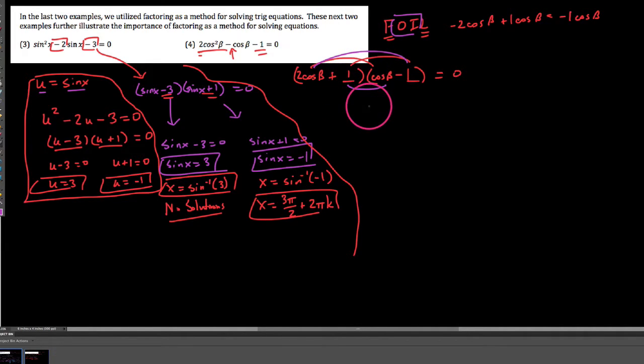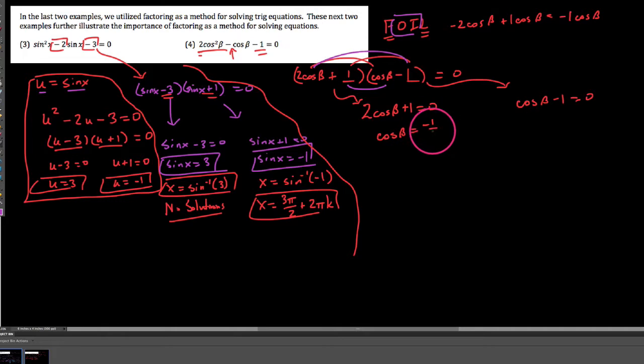But these work. And so what we're going to do is take 2 cosine of beta plus 1, this factor here, and set it equal to 0 and solve it. We're also going to set cosine of beta minus 1 equal to 0 and solve. So let's go ahead and start by isolating the trig functions. Make short work of this one. Kick the 1 and divide by 2, we get a negative a half on the right.